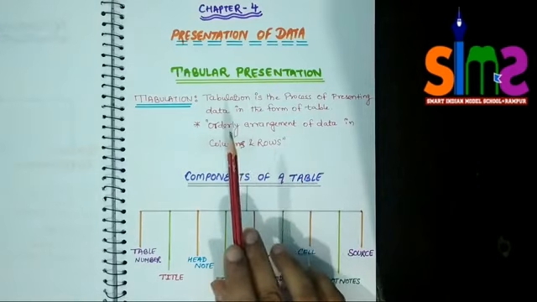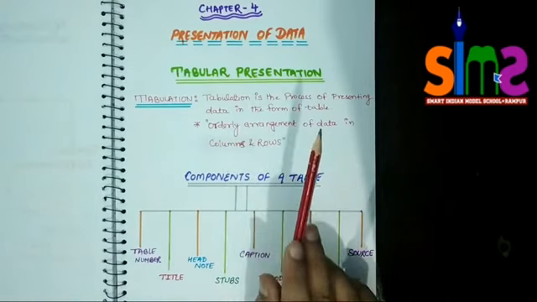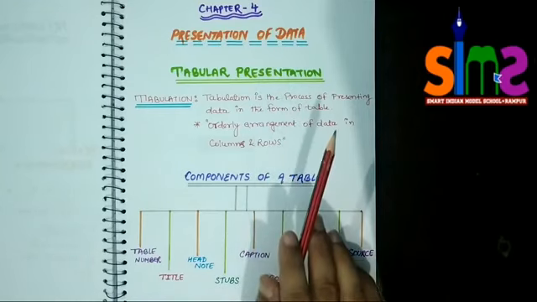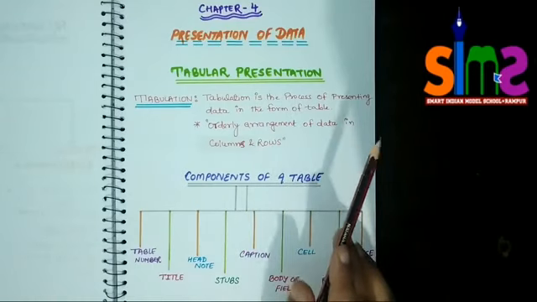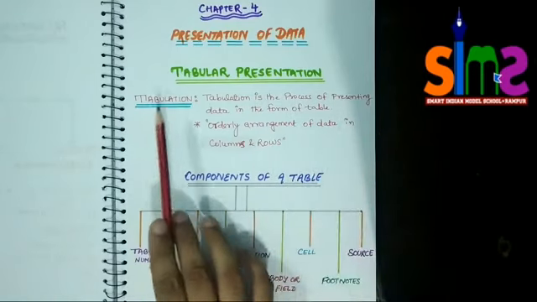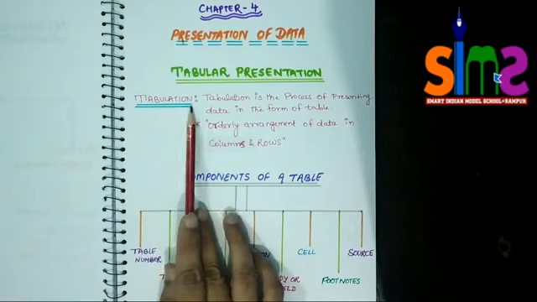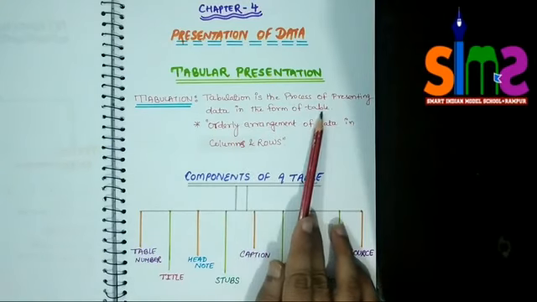What is the meaning of tabular representation? Tabular representation means to represent the data in table form, in which there should be columns and rows. So the term is tabulation. What is tabulation? Tabulation is the process of presenting the data in the form of a table.